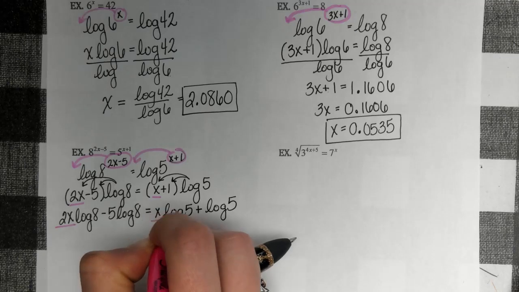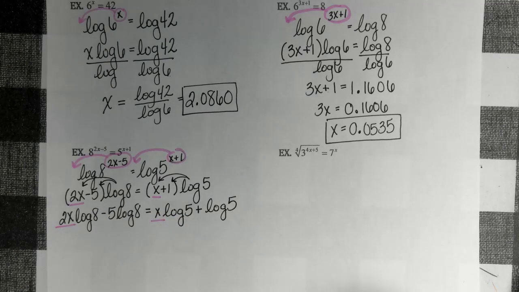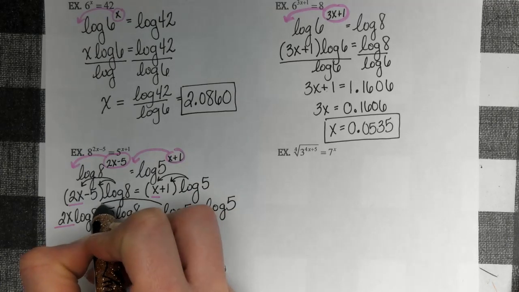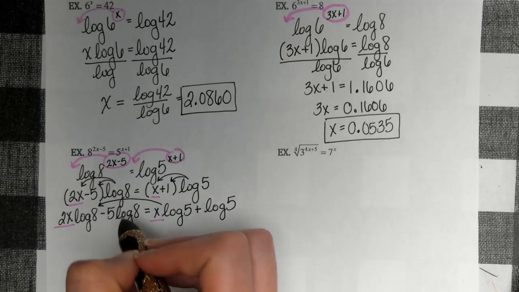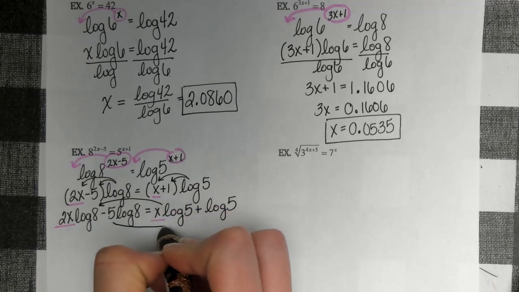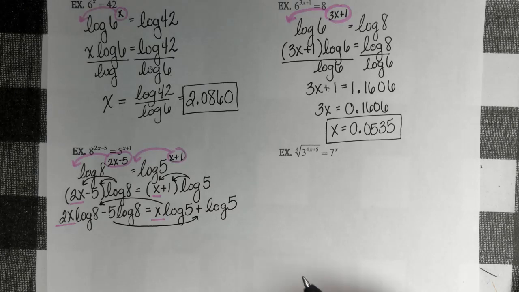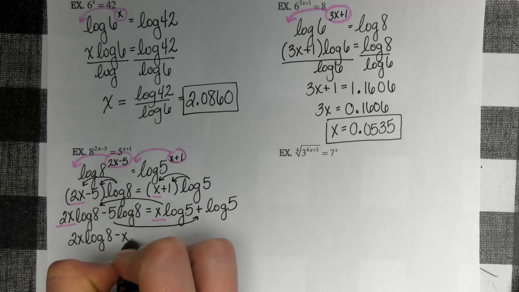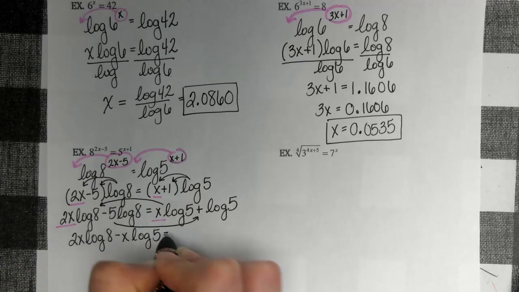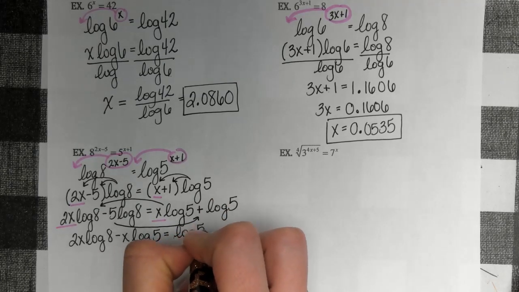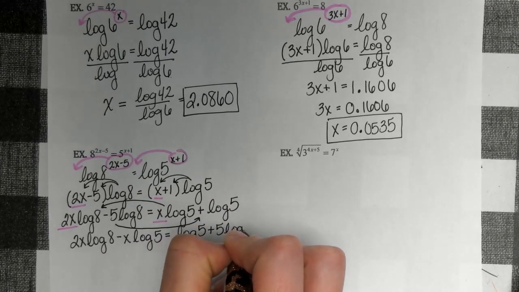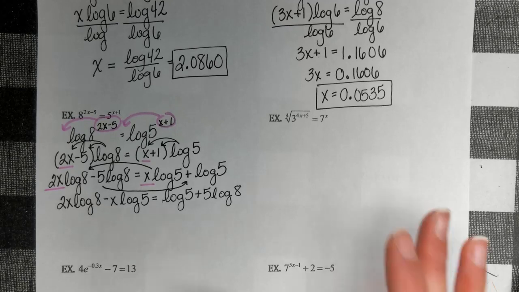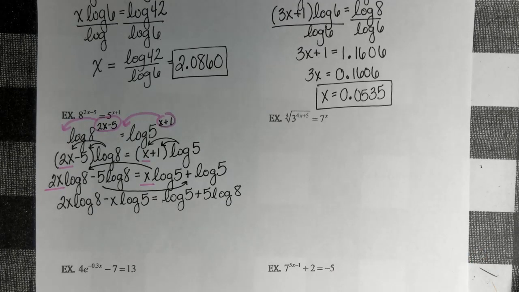Now, I need my x's on one side, everything else on the other. So that means I'm going to take this x log of 5 and subtract it to move it to the left, and I'm going to take this negative 5 log of 8 and add it to move it to the right. So I'm going to have 2x log of 8 minus x log of 5 equals my log of 5 plus 5 log of 8.